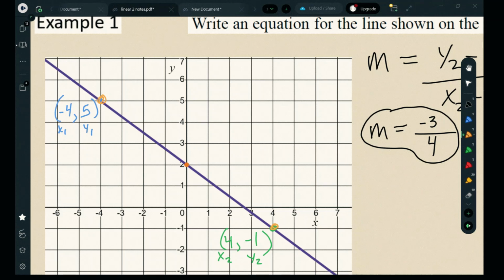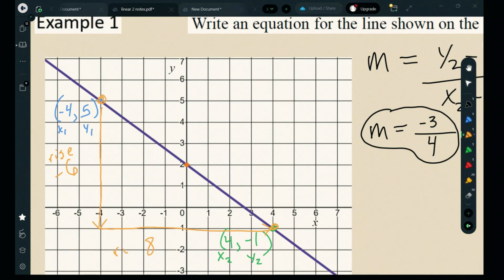So I would have to go down all the way to there. And let's count that. That's 1, 2, 3, 4, 5, 6. So that's 6 units going down. So it's going to be negative 6. That's our rise. Our rise is a negative 6. And the run is going from left to right. So from here to here, if we count those, 1, 2, 3, 4, 5, 6, 7, 8.